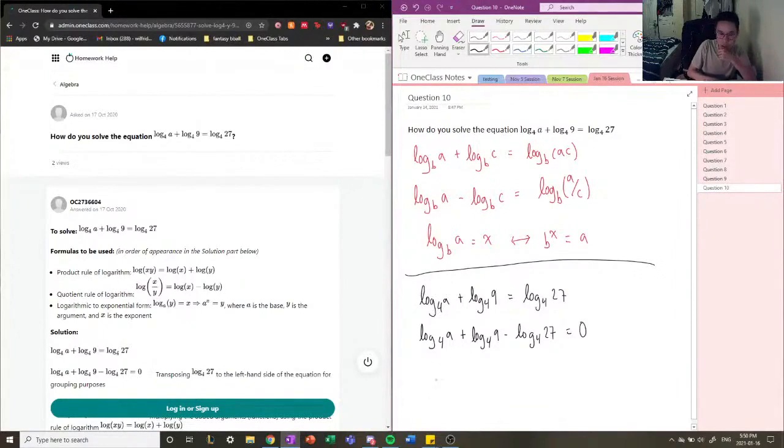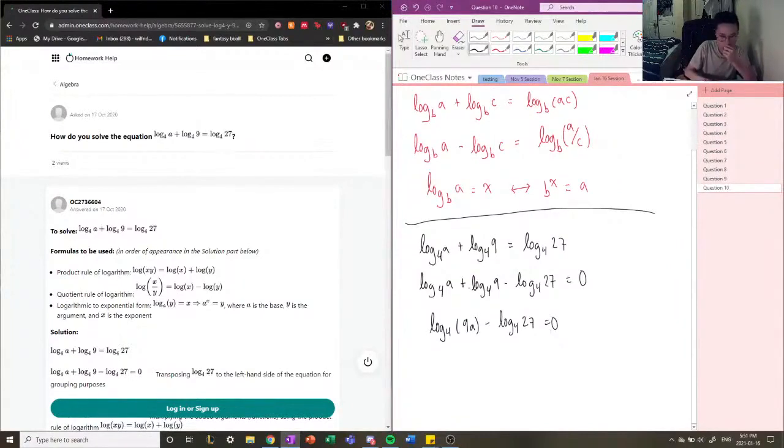First of all, we're going to use the product rule, which states that log base 4 of a plus log base 4 of 9 is also log base 4 of 9 times a, minus log base 4 of 27 equals 0. Similarly, we're going to use the quotient rule to say that log base 4 of 9a minus log base 4 of 27 is equal to log base 4 of 9a divided by 27 equals 0. Finally, we want to convert our logarithmic form to exponential form.